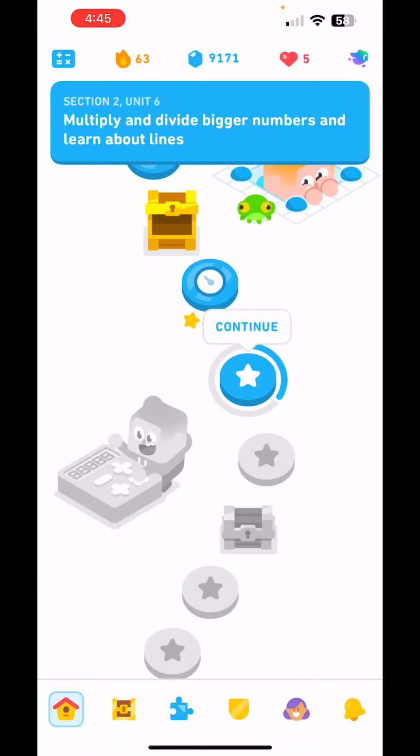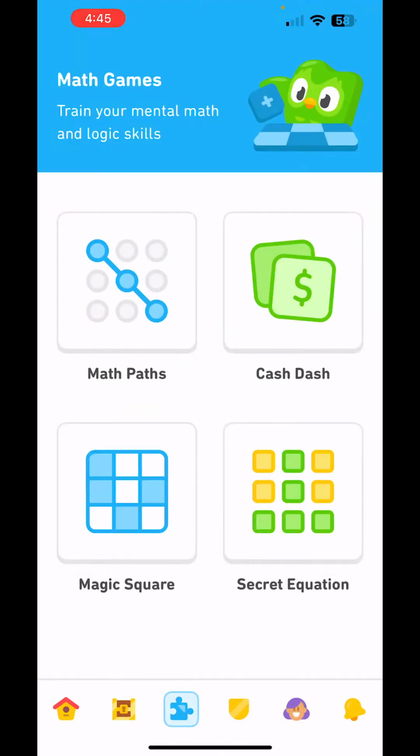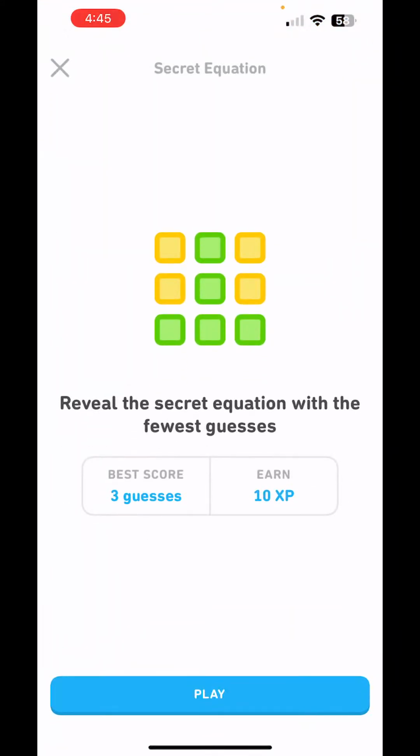Since we have a quantum physicist in the chat, why don't we play one of these math games? I think that would help us. We have Math Paths, Cash Dash, Magic Square, or Secret Equation. I actually like Secret Equation. I think that one could be fun. Let's try that one.